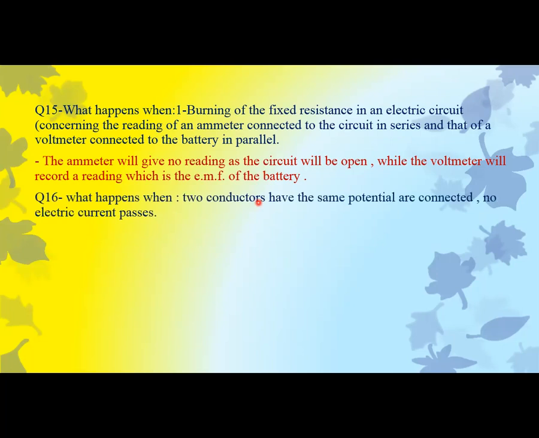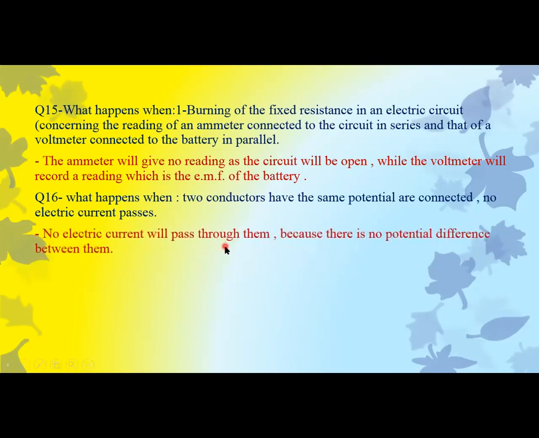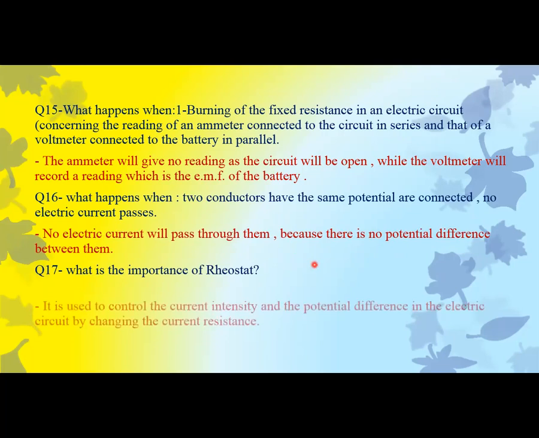What happens when two conductors that have the same potential are connected? The answer is no electric current will pass through them because there is no potential difference. What is the importance of the rheostat? The rheostat changes what and controls what? It changes the current resistance to control two things. What are they? Potential difference and current intensity.